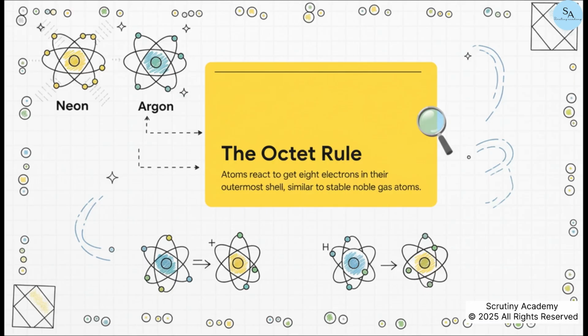Now, why 8? Well, because that's what the noble gases have. You know, like neon and argon. They're basically the cool, unbothered celebrities of the periodic table. They're super stable because their outer shells are already perfect, and every other atom wants to be just like them.